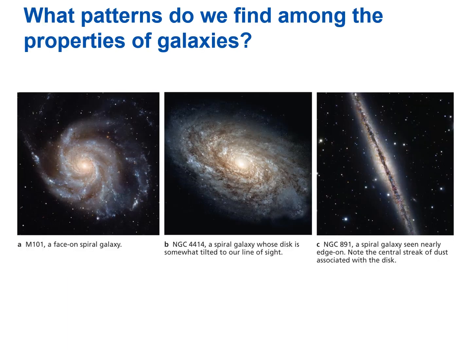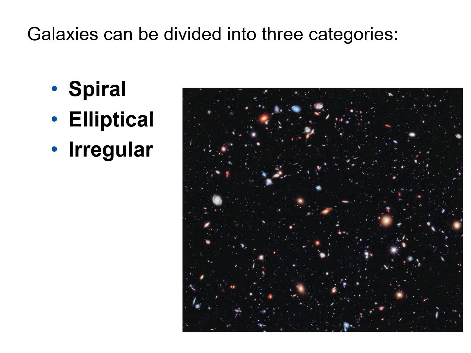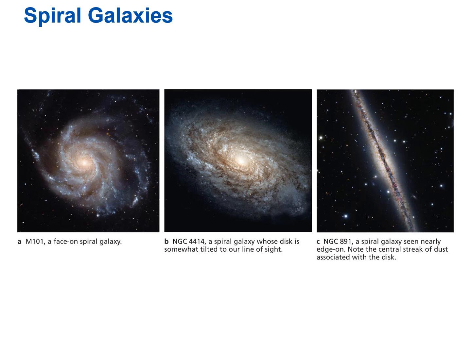So what patterns do we find among the properties of galaxies? In this picture, you see 3 different spiral galaxies. There are other shapes of galaxies, but these are galaxies that are similar to the Milky Way. You've already learned in Chapter 19 that the Milky Way is a spiral galaxy. But let's look at other types of galaxies. We divide galaxies into 3 major categories based on their shapes. And those categories are spiral, elliptical, and irregular. We'll look at spiral galaxies first.